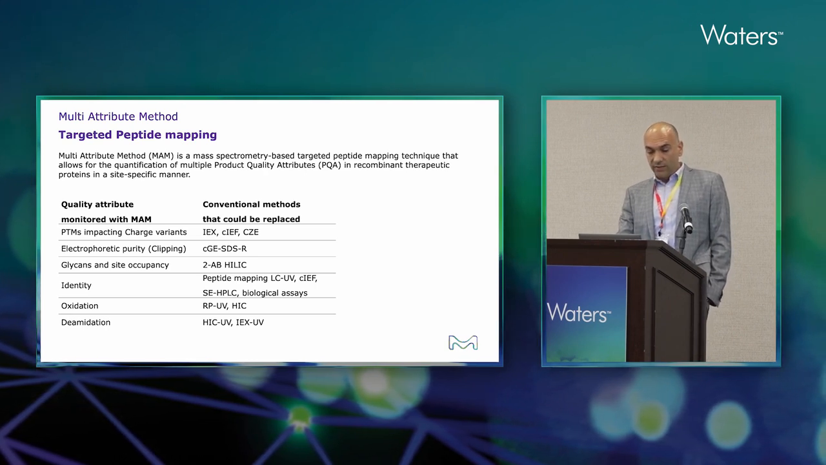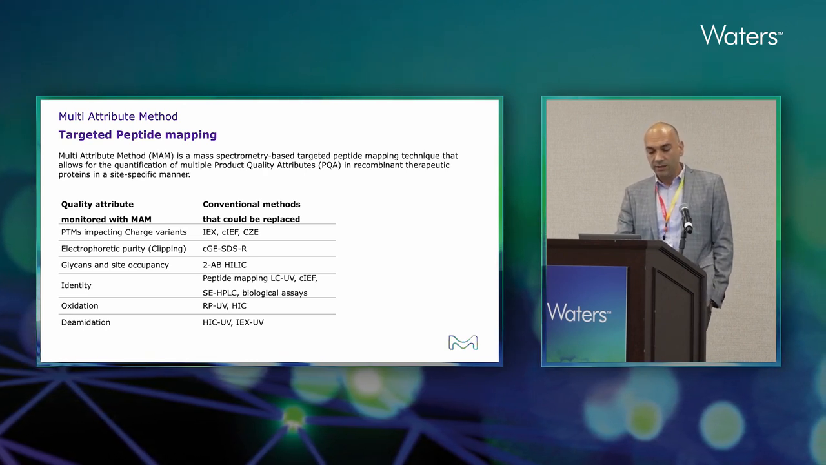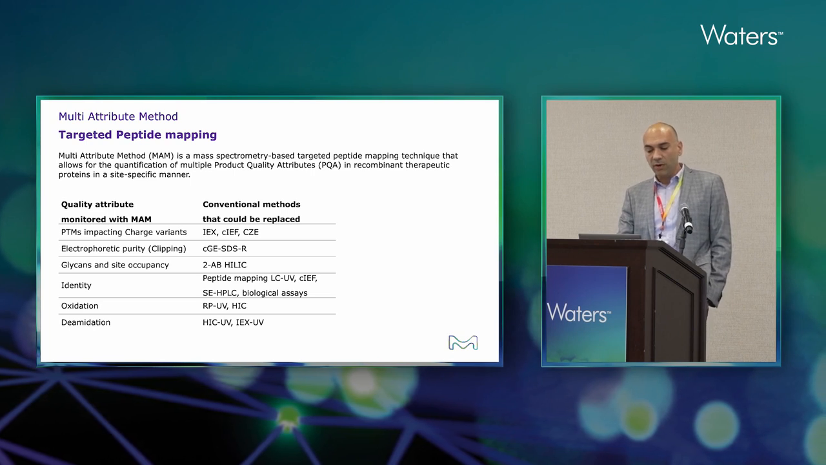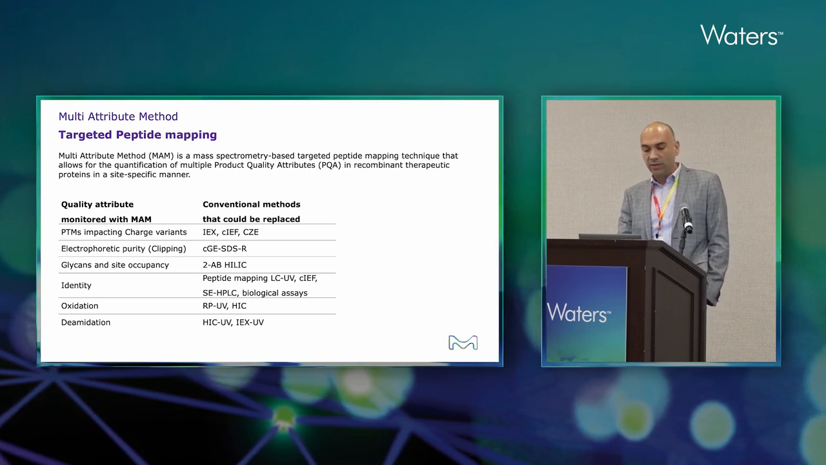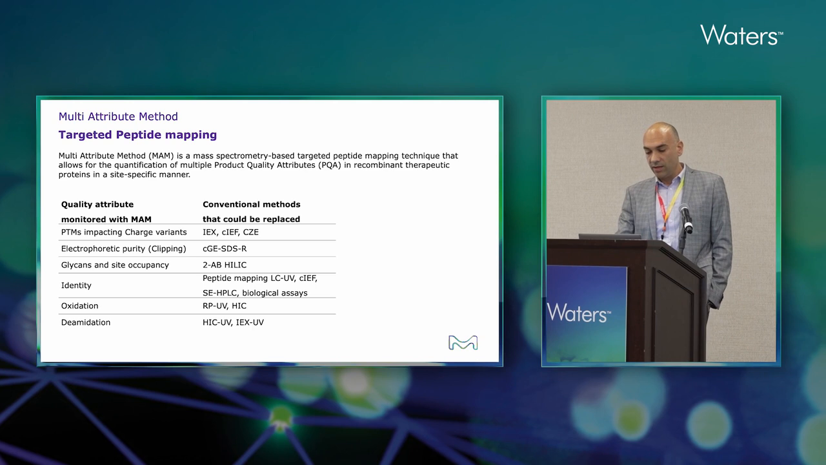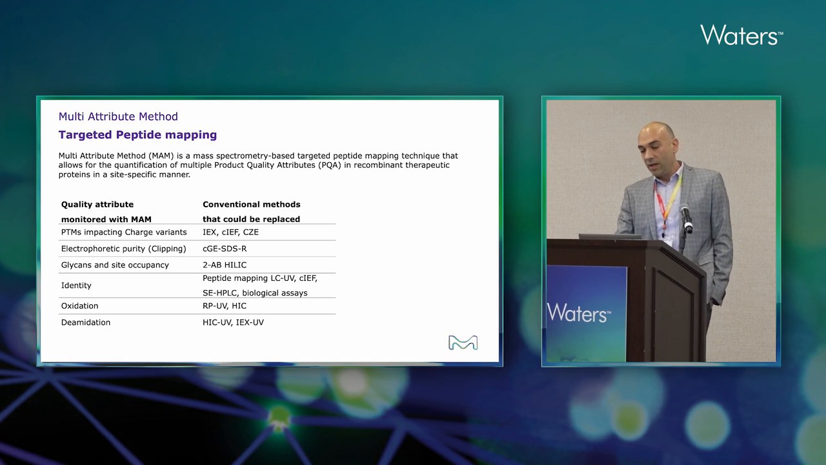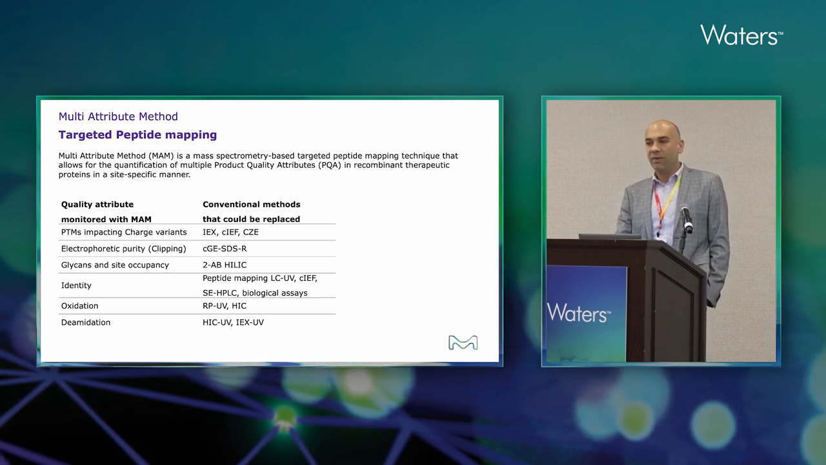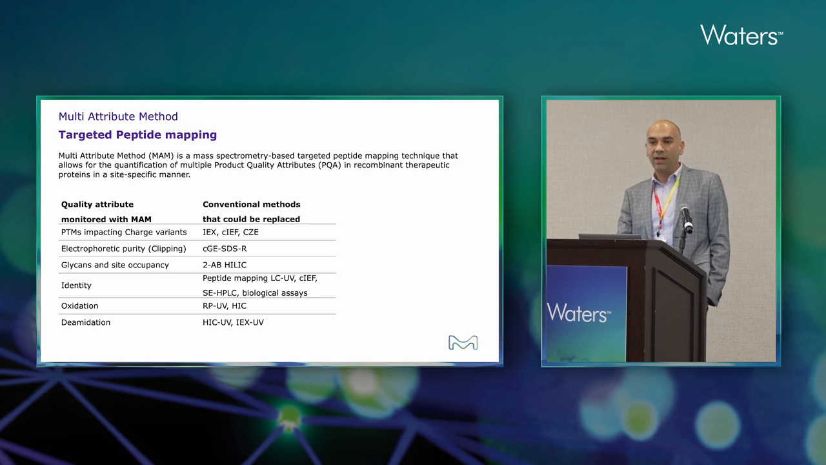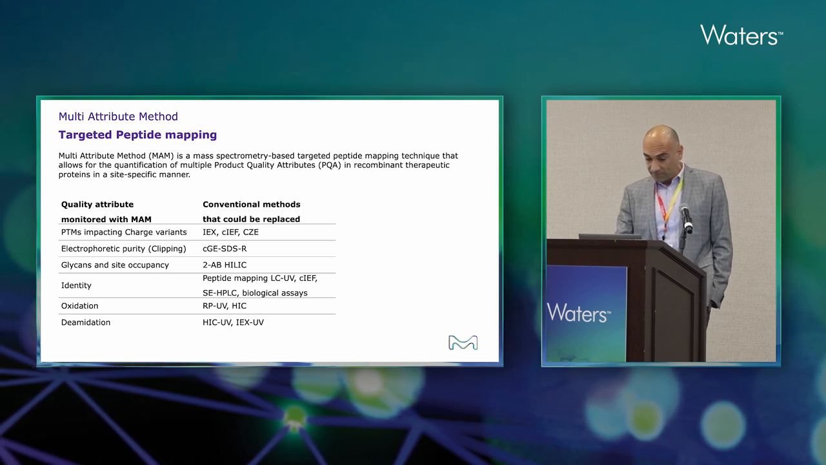In this slide, you see summarized the 6 main classes of quality attributes that can be monitored with MAM and the conventional methods that can be replaced. Replacing these methods is one of the keys to the success of MAM, because without the savings that come from replacing the methods, MAM becomes really hard to sustain.